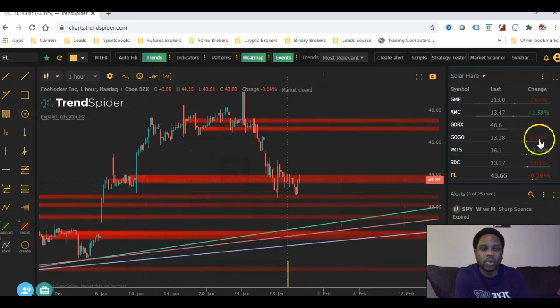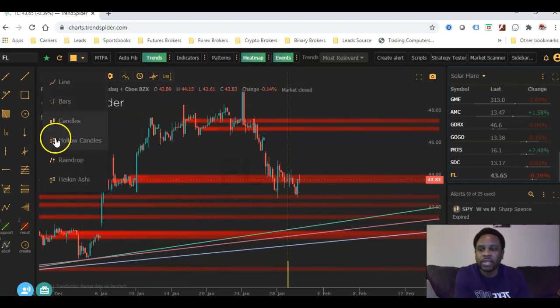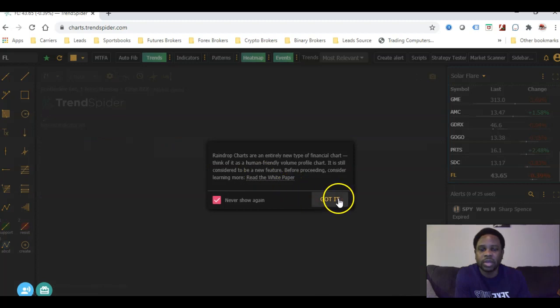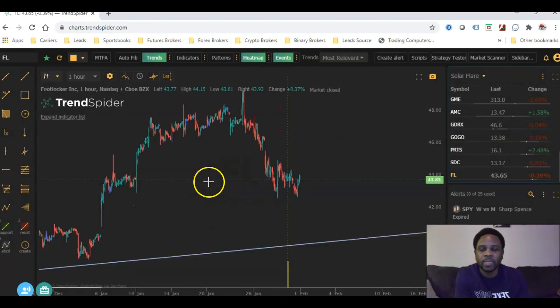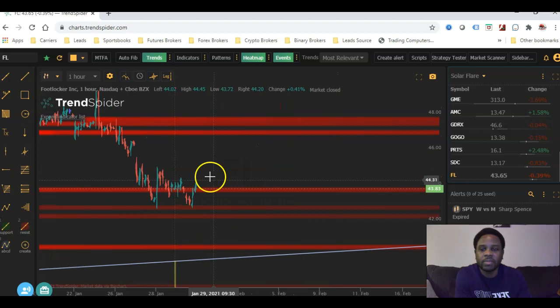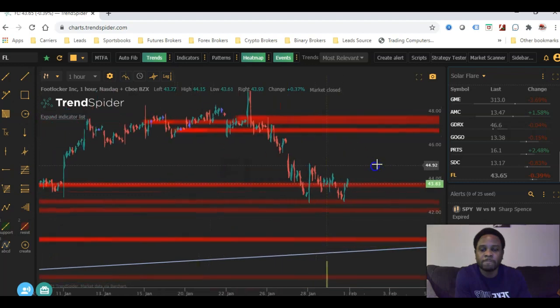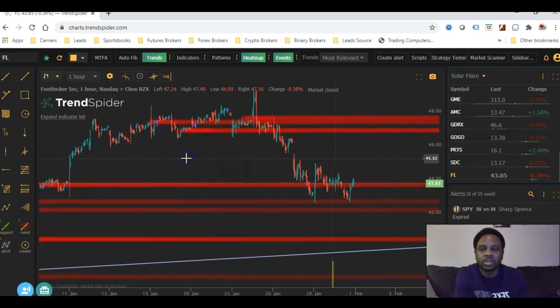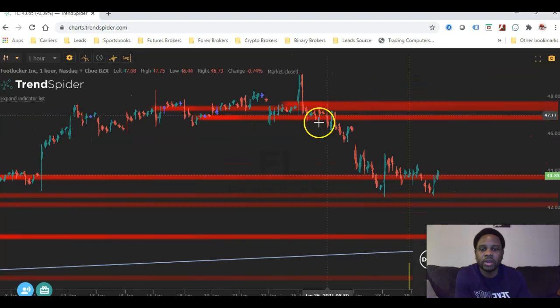Oh, one quick thing I want to bring up real quick, and then we'll end this video. TrendSpider has something called Raindrops. Okay, it's a form of a candlestick. So it kind of imitates regular candlesticks, I guess, in a way. It's TrendSpider's own unique take, I guess, when it comes to that.